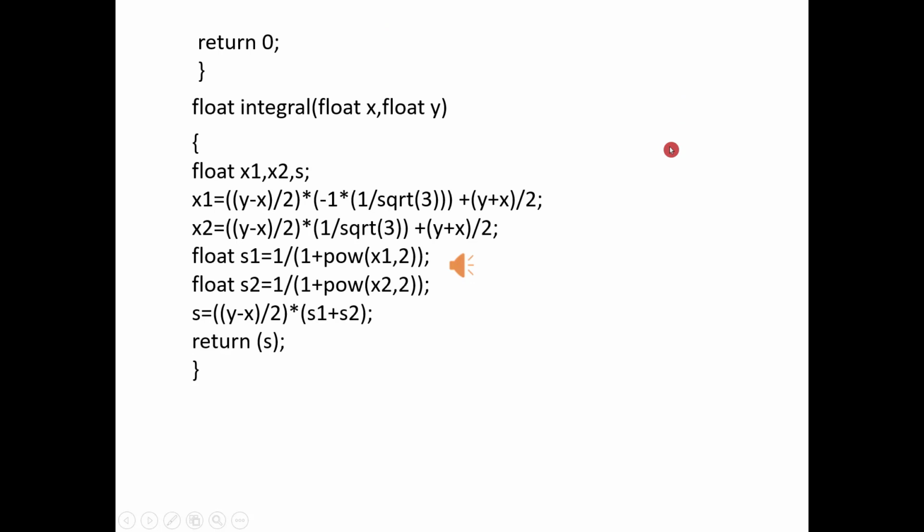The control now moves to a user-defined function integral. Our function has three variables of the type float, which are x1, x2 and s.